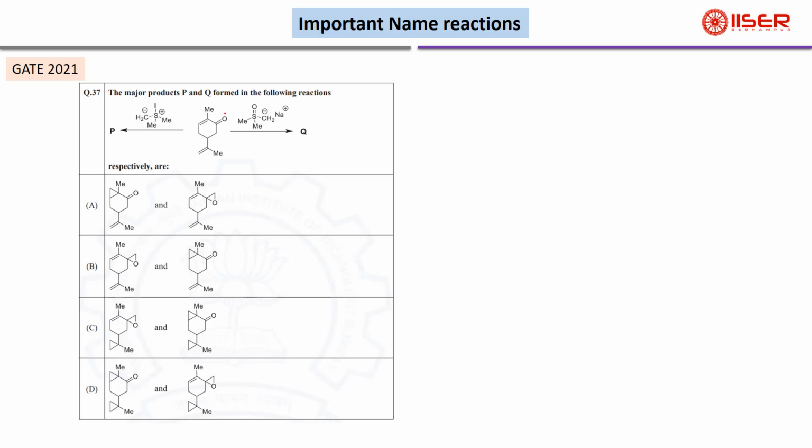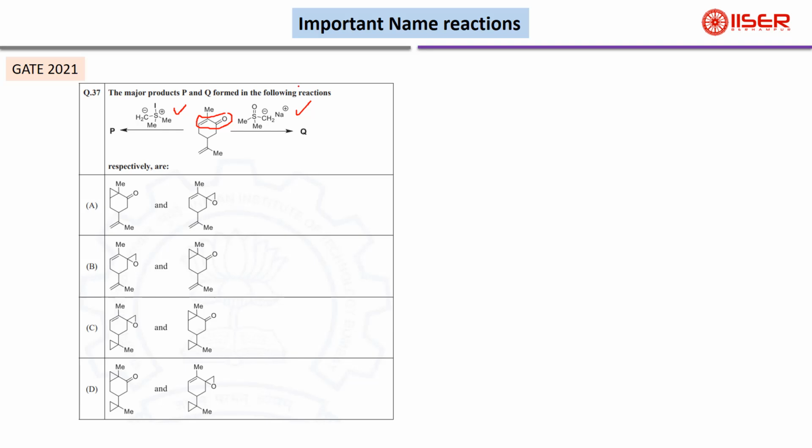This is an alpha beta unsaturated ketone. If you add sulfonium ylide, this is called sulfonium ylide and this is called sulfoxonium ylide, it will react with the carbonyl center and give an epoxide. So which one has given an epoxide in P? This has given an epoxide.